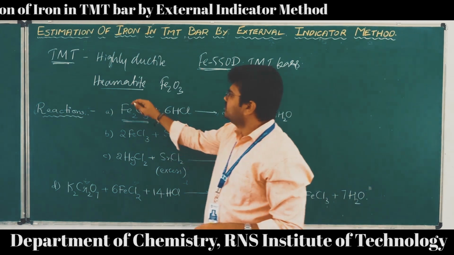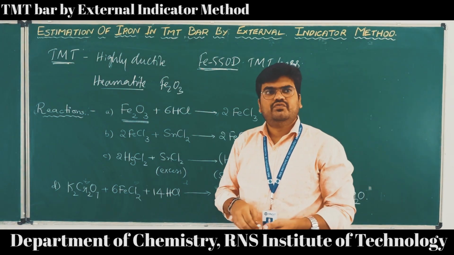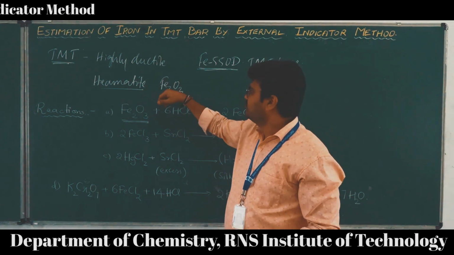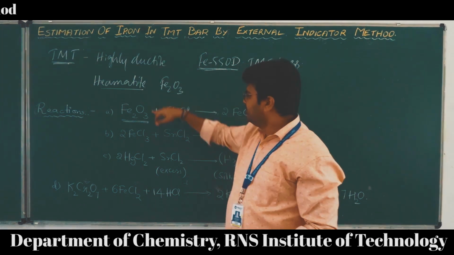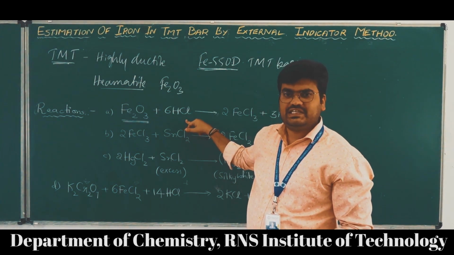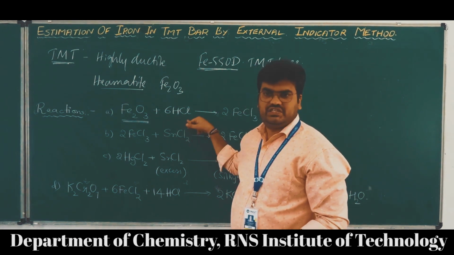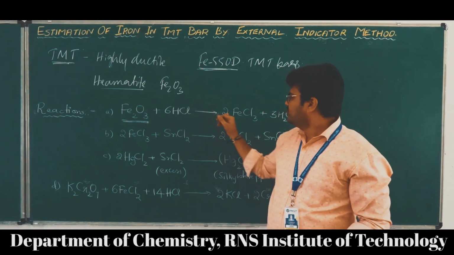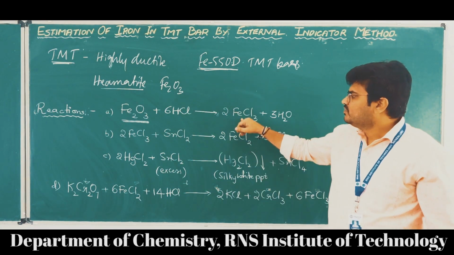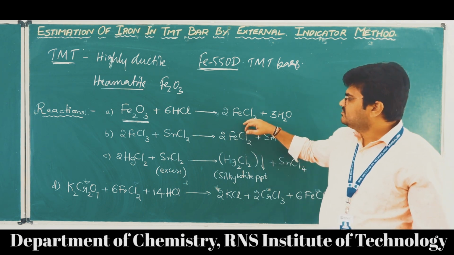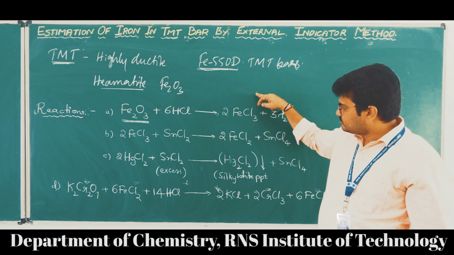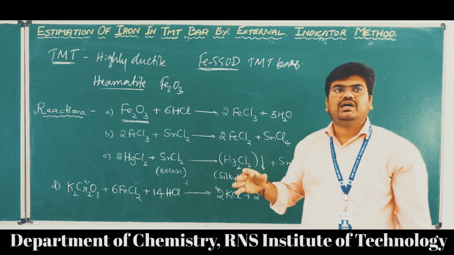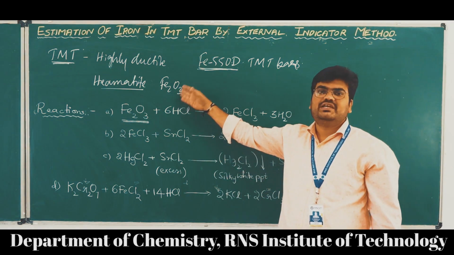So in this experiment, first of all, we treat the TMT bar or the ore, or the solution consisting of iron, with concentrated HCl. That is called digestion. It is digested with concentrated HCl, so it forms ferric chloride. This ferric chloride is diluted and filtered in order to separate it from silica and other impurities, because hematite ore may contain silica and other impurities.